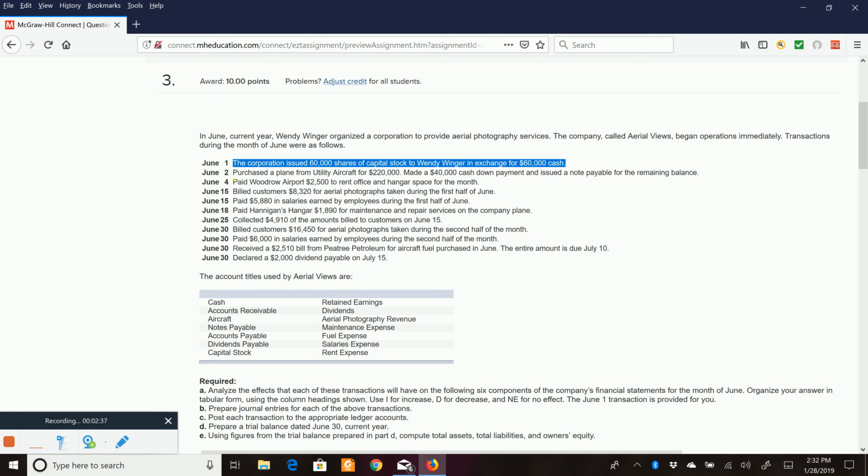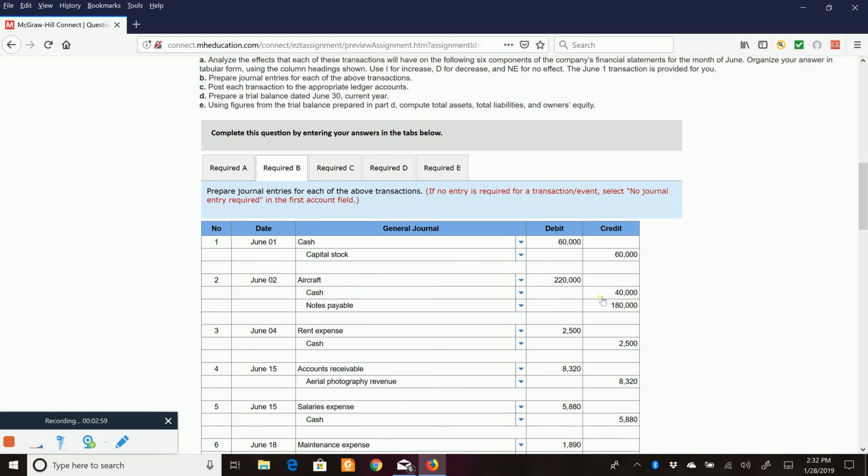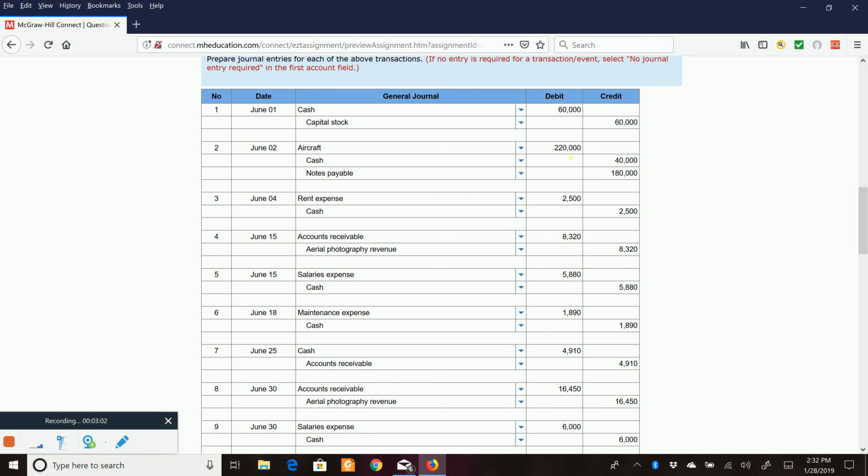Okay, next, June 2nd. The company purchased a plane from Utility Aircraft for $220,000. They made a $40,000 cash down payment and issued a note payable for the remaining balance. So in this case, let's analyze it. We, as a company, received a new asset, an aircraft, for $220,000. That is an asset. Assets increase with debits. Now, we wrote a check for $40,000, so our asset cash is going to decrease, and assets decrease with credits.